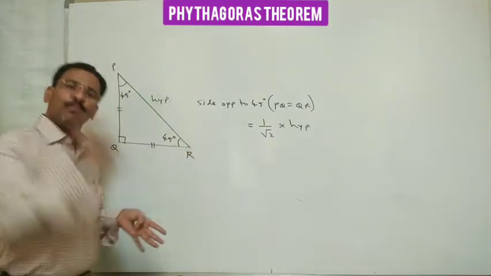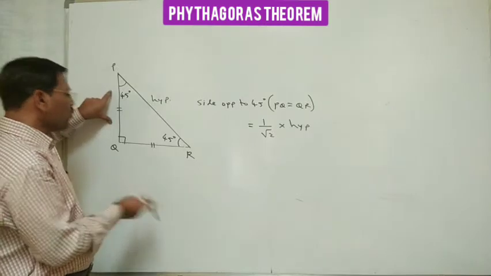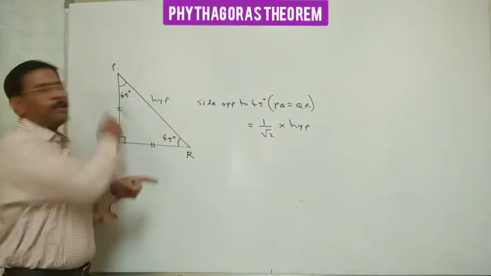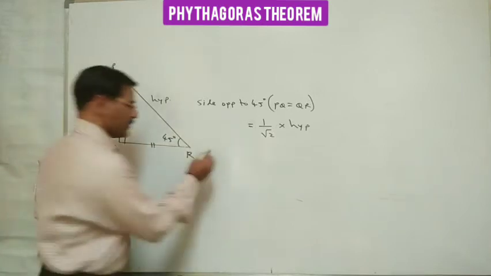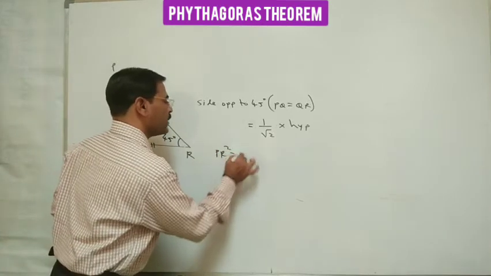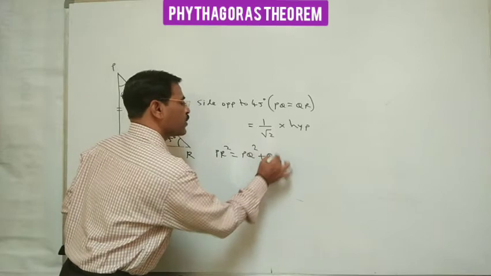Apply Pythagoras, put a value instead of PQ, write QR, or QR, write PQ. Finish. Try to simplify, we'll get an answer. See first, I will verify this one. PR square is equal to PQ square plus QR square.